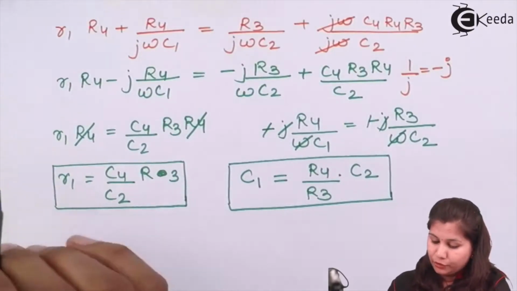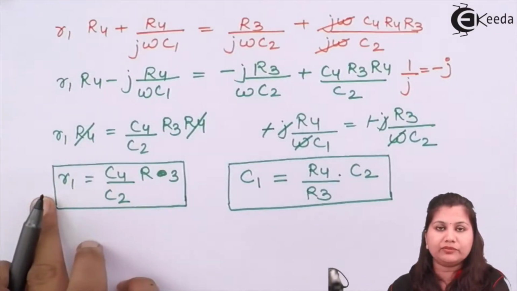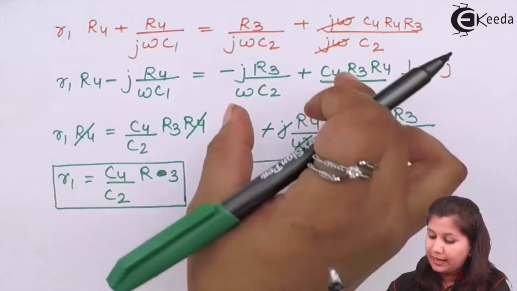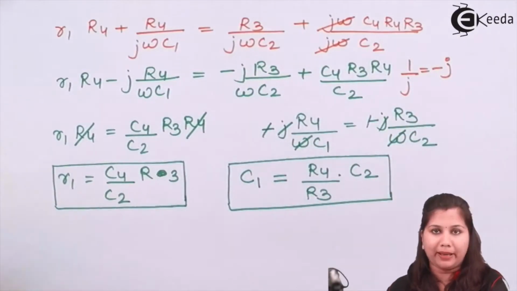So by equating the real parts, we have got the value of the small r1, which is the dielectric loss component of the capacitor, and by equating the imaginary parts, we have got the value of the capacitance.